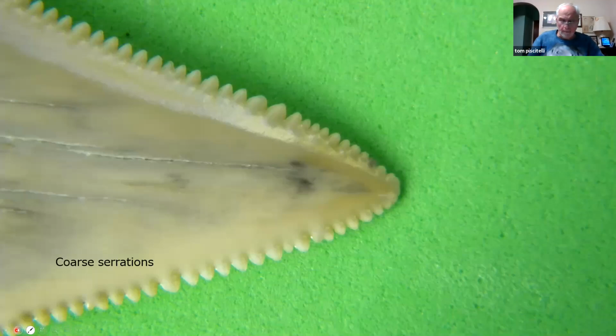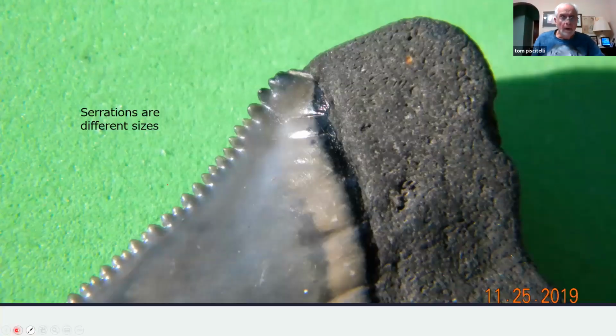Serrations can be described as coarse or fine. There is no mathematical definition of what is coarse or fine, and that can vary from person to person. These are called coarse serrations. They are on the bottom section of a great white tooth. Next, please. These coarse serrations are on the top portion of a great white tooth. Notice that the serrations vary in size. This would be an important feature in identification of the shark. Next, please.